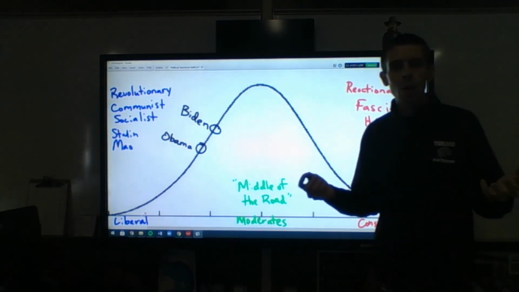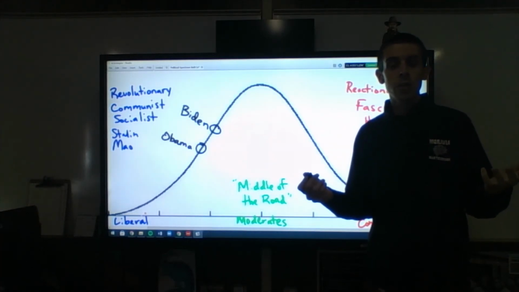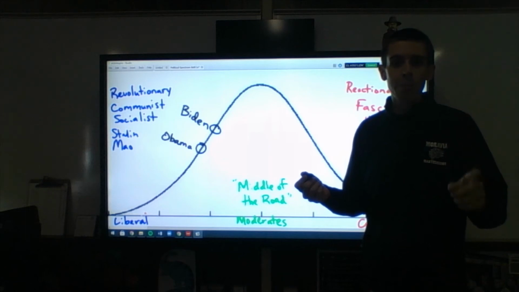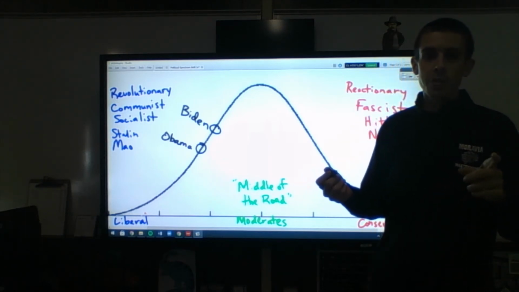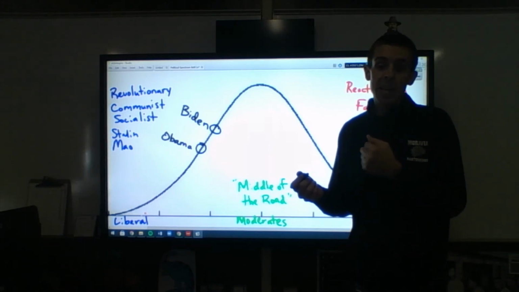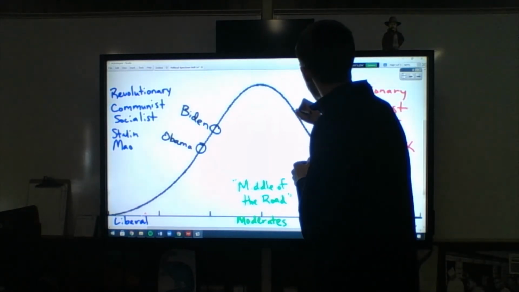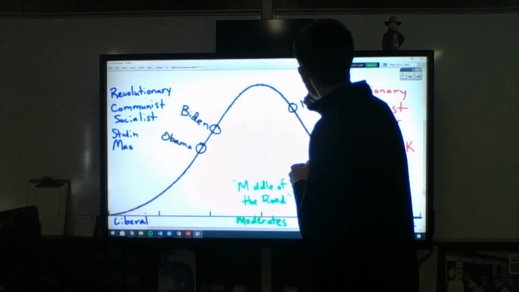We can put in our most recent Republican president, George W. Bush. George W. Bush happened to be a pretty moderate Republican. He was criticized by a lot of conservatives as being not really that conservative at all. So I'm going to put him probably up here as Bush.